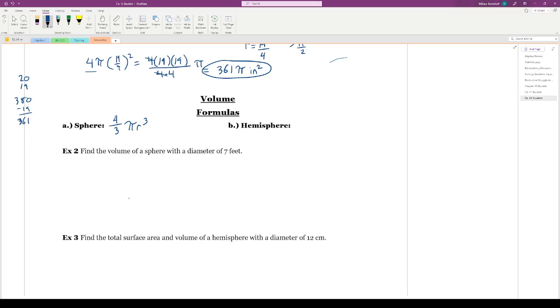Volume of a hemisphere is simpler because it is what you'd expect. It's exactly just half of that volume. So we don't need to worry about faces or anything because we're dealing with volume.